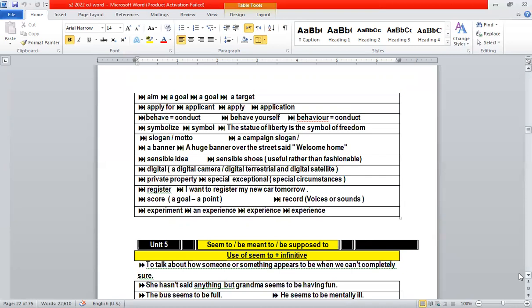What's the form that you send to apply for a job or for something? This is the application. So apply for, this is the verb. Applicant is the person. Apply is the verb. Application is the noun, the paper that you apply with. Behave equals conduct. Behave yourself. This is an expression. Okay, behavior means the word conduct. So behavior means conduct.